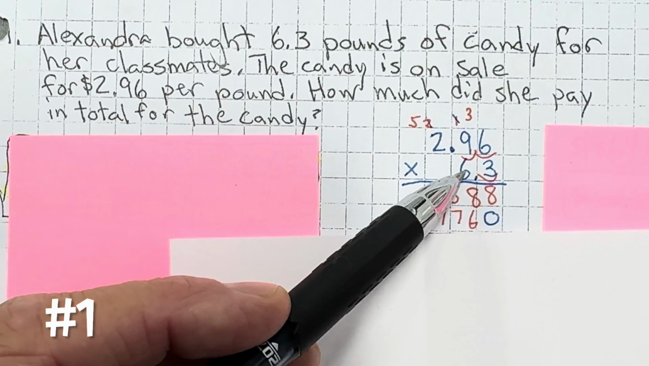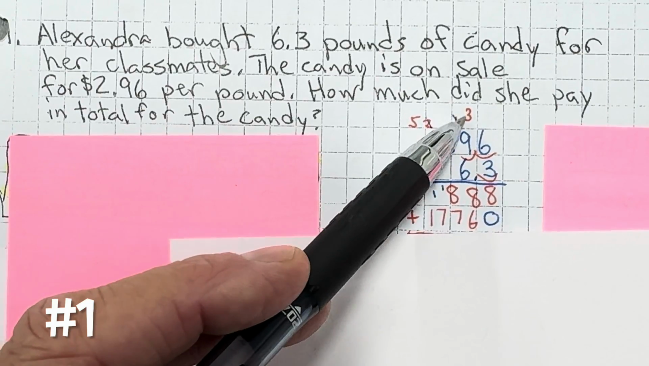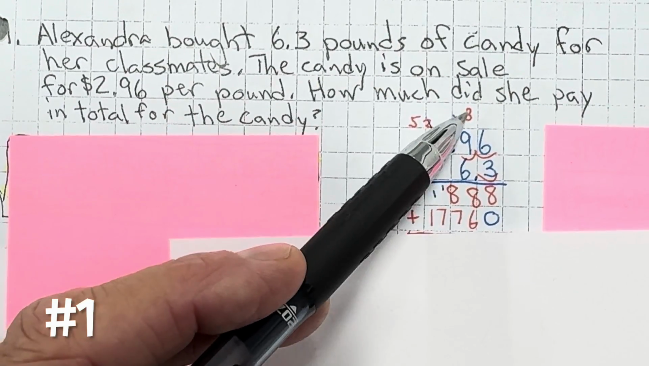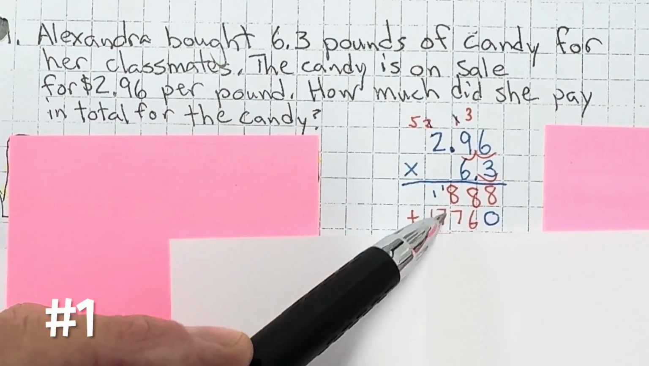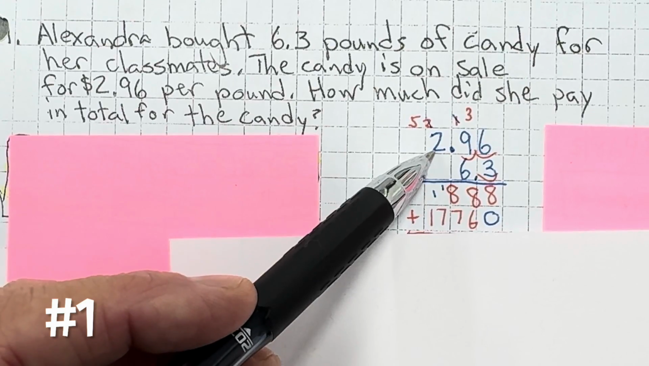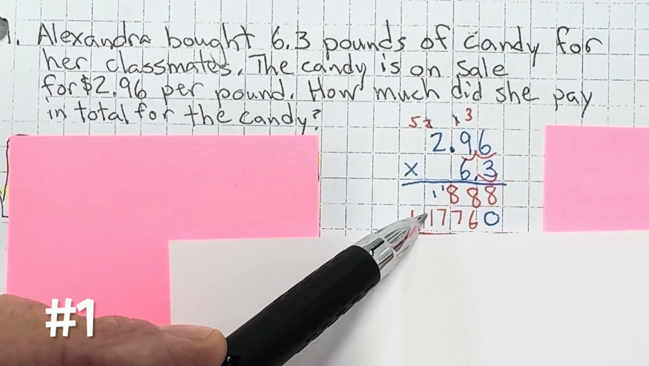Now I'm going to multiply by the ones. 6 times 6 is 36. Here's the 6, regroup the 3. 6 times 9 is 54, plus 3 is 57. Regroup the 5. 6 times 2 is 12, plus 5 is 17.